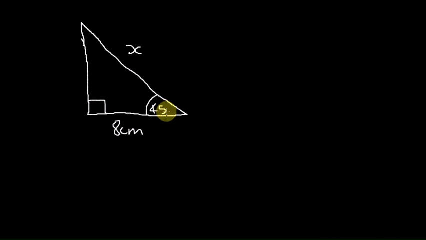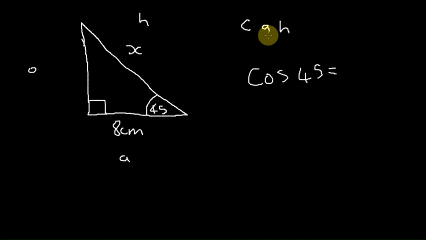So that's the hypotenuse, and that'll be the opposite. Let's make this really nice and clear. We want the hypotenuse, and we've got the adjacent, and I always work backwards. So we want cosine 45 equals 8 centimeters over x.